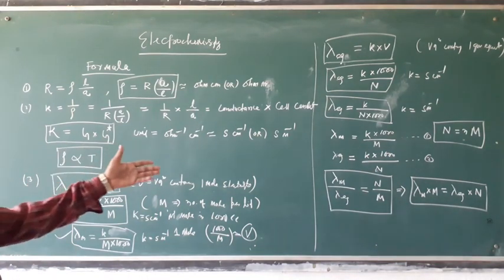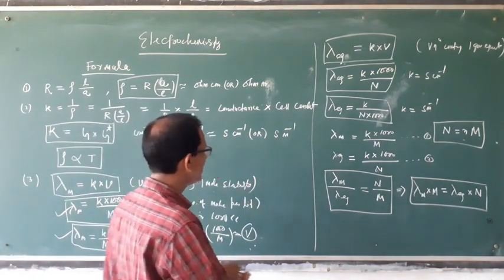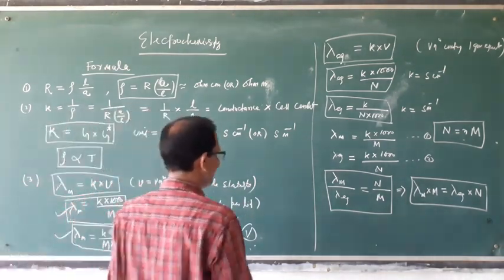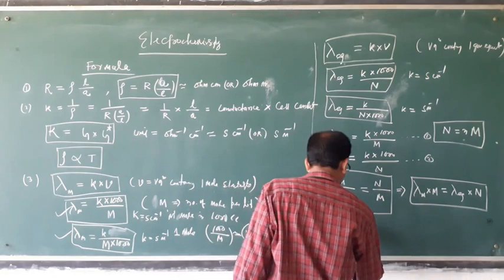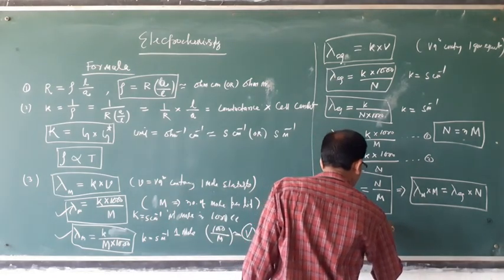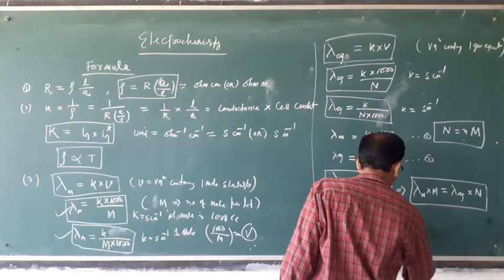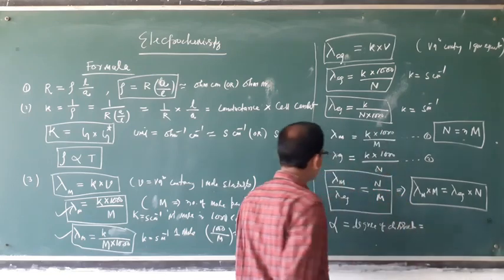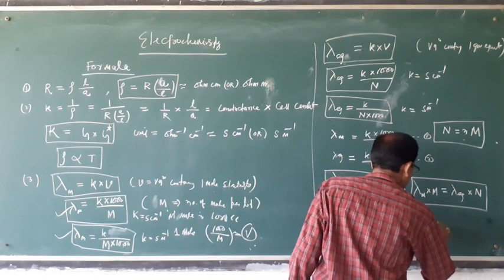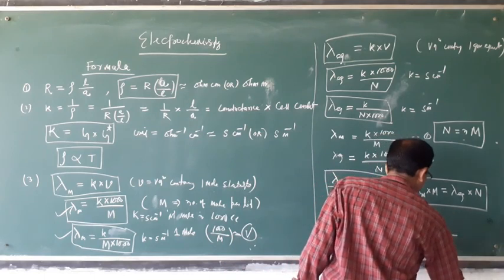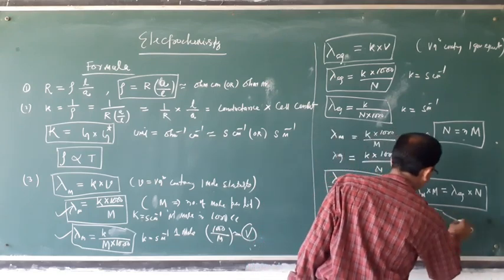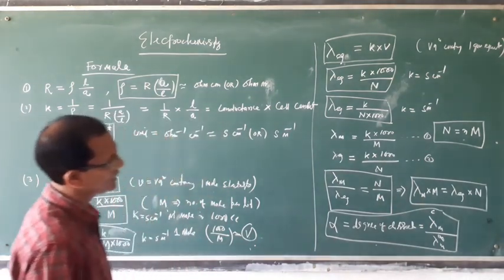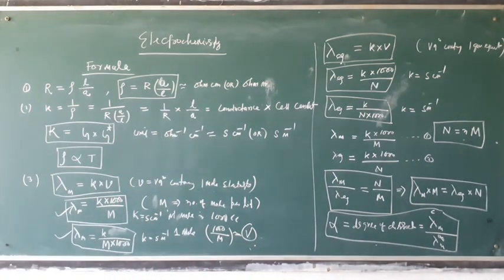Okay, so this is the derivation relating to lambda equivalent. Then another one, alpha. What is alpha? Degree of dissociation is equal to, in terms of lambda, lambda m c upon lambda m infinity. Alpha is equal to lambda c by lambda infinity. This is also a very important calculation.